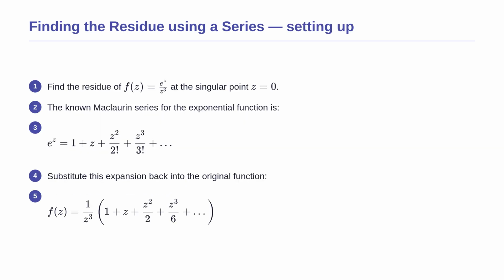Before we move on, let us see this with a concrete example. We want to find the residue of the function e to the power of z divided by z cubed at the singular point z equals 0. The function blows up here because dividing by 0 is undefined. To find the residue, we start by writing out the known Maclaurin series for the exponential function in the numerator. Remember, the exclamation marks are factorials. We then substitute this infinite series back into our original function, keeping the 1 over z cubed term on the outside for now.